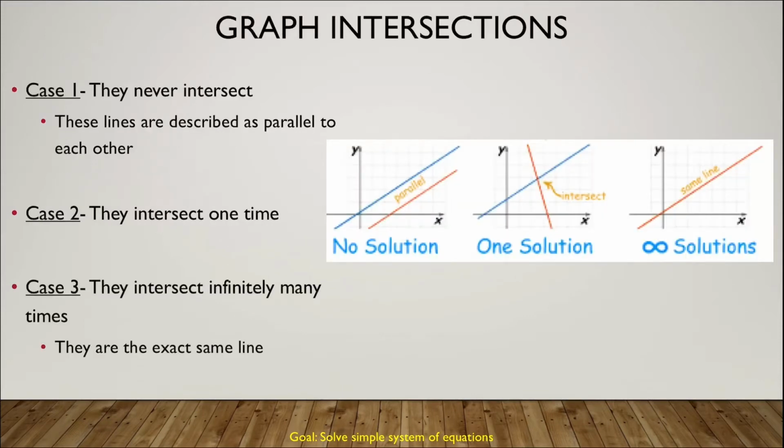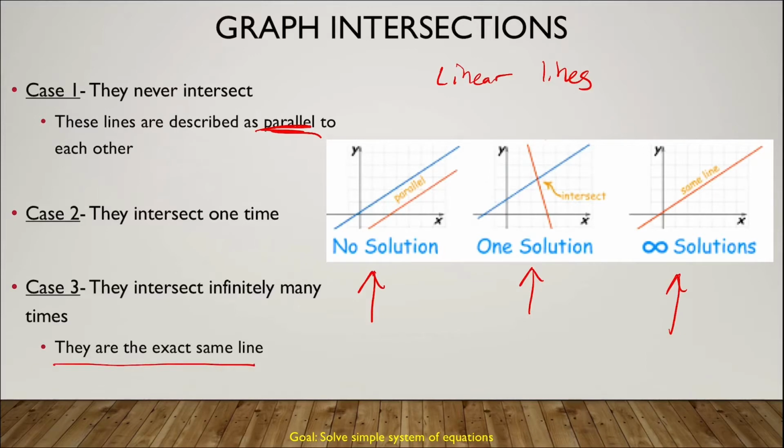So when we have linear lines, notice I have two linear lines here. We have case one, they never intersect, just like this. That means these lines are described as parallel to one another. I have case two, where they intersect one time. And then my third case is where they intersect infinitely many times. This means they are the exact same line. It's one line laying on top of the other.